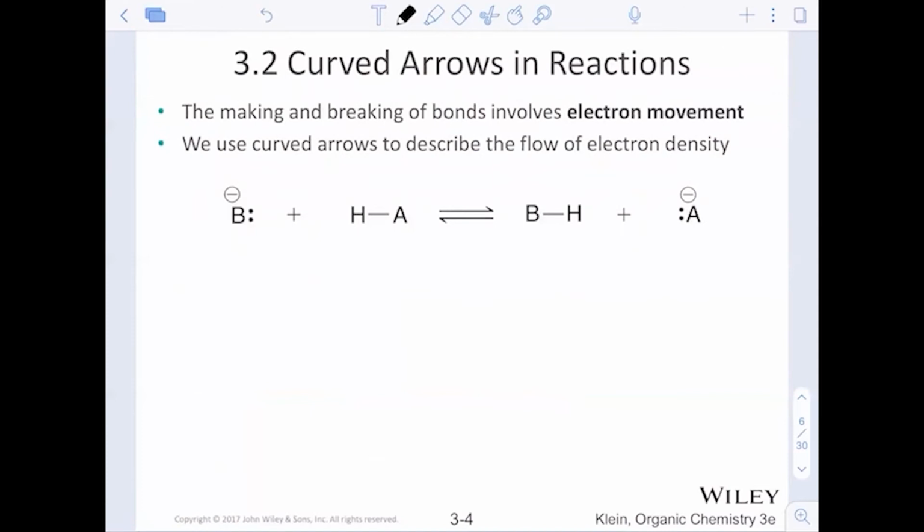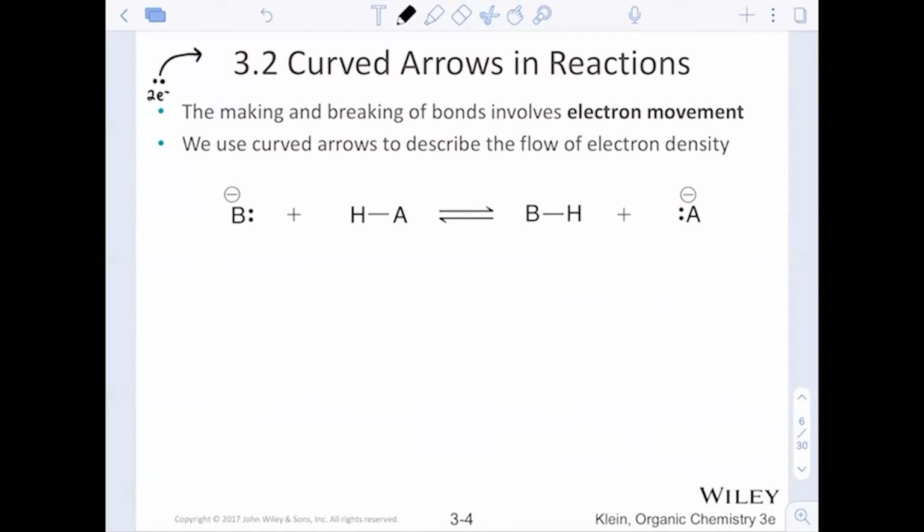Now, the making and breaking of bonds involves electron movement. So when we use curved arrows, we are actually describing the flow of electrons, just like in resonance. Remember that we'll use the arrow that starts at the two electrons at the tail, and the head points to where those electrons are going, right? And so when we're looking at these arrows, we're really just noting the flow.